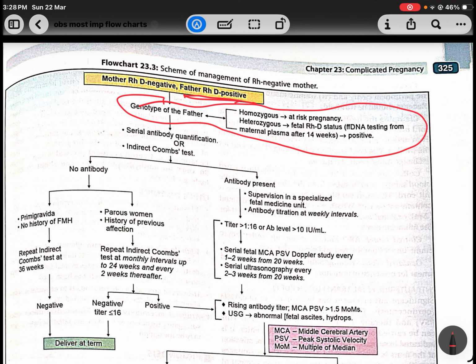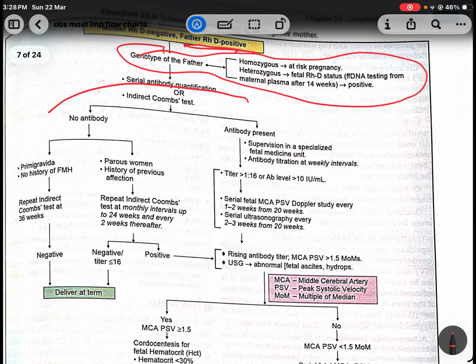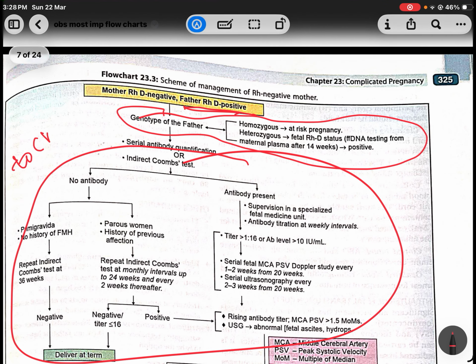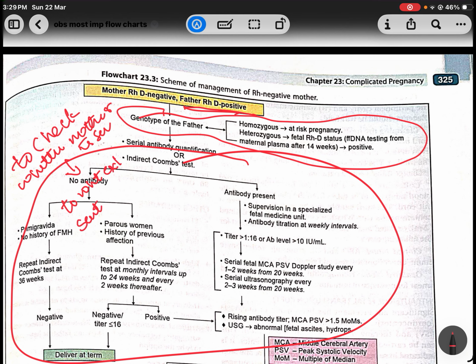So be very clear. Even the reverse is not true. For example, a mother being Rh positive and father being Rh negative, nothing will happen. So that's the importance of knowing it. Then you will try to know the genotype, whether it's homozygous or heterozygous. Then the major important thing, the first step, is to check whether the mother is sensitized. Then if she's sensitized, you will check to what extent she is sensitized by doing an antibody assay.